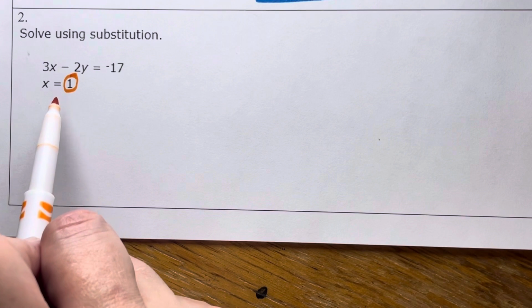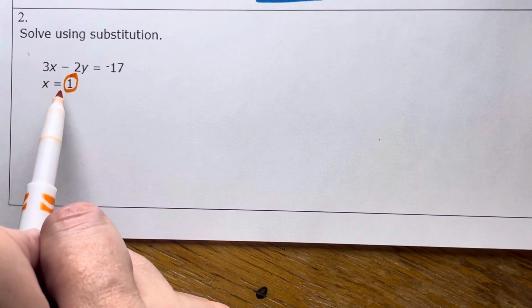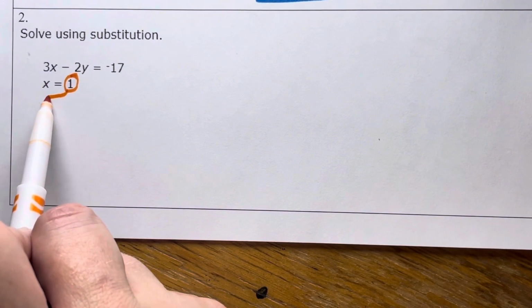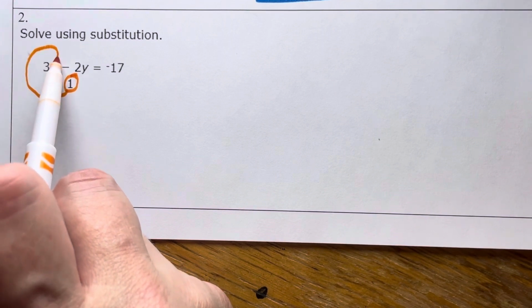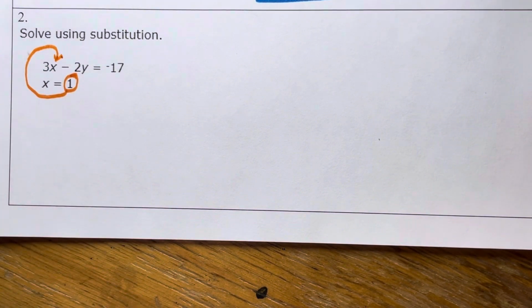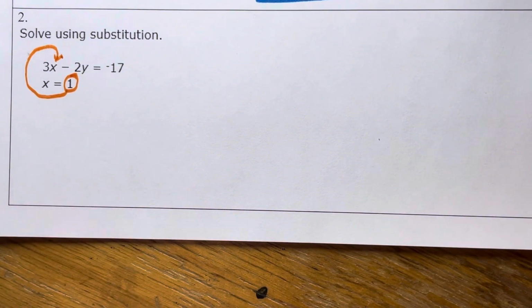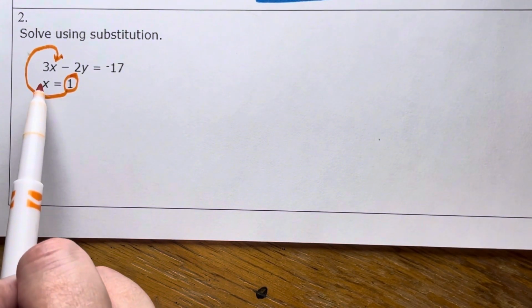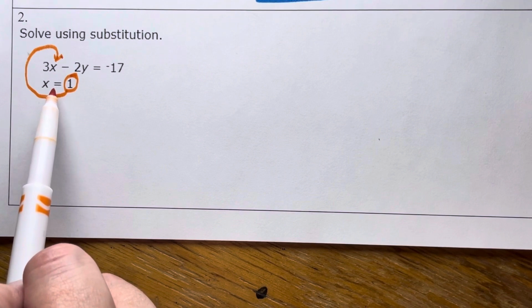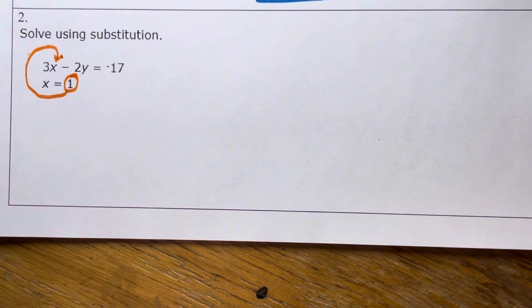And we know from step 2 in our introduction that we are going to replace the x in the other equation with this circled 1. We know that because this is an x equals equation, so I have to replace the x in the other equation. Let's see what that looks like.